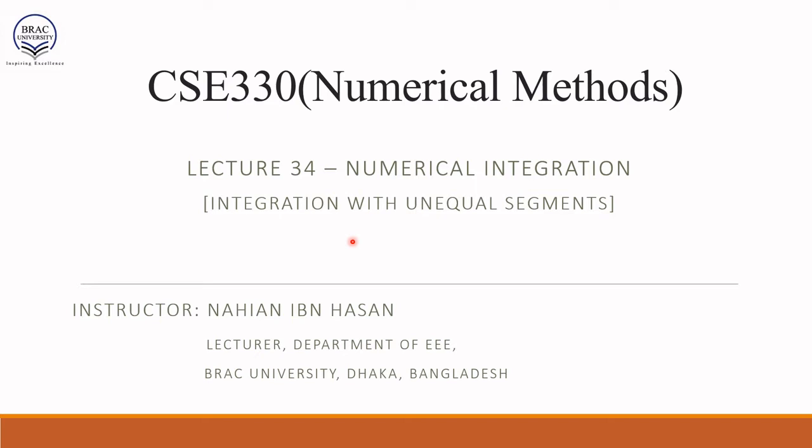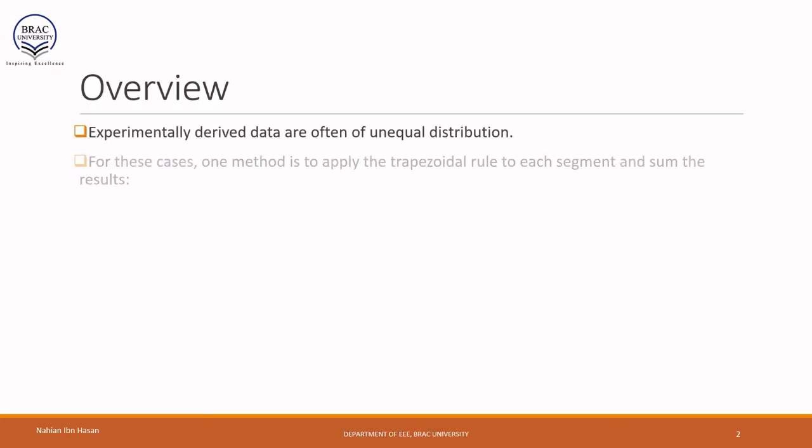Although we can easily apply those methods, the trapezoidal rule, Simpson's 1/3 rule, and Simpson's 3/8 rule, they should now be applied for each segment separately. We will see the details in the next few slides. So experimentally, most of the distributed data will be unequal. You can easily apply the trapezoidal rule, Simpson's 1/3 rule, or Simpson's 3/8 rule separately in each of those segments.